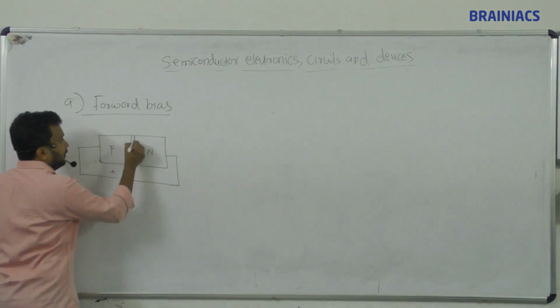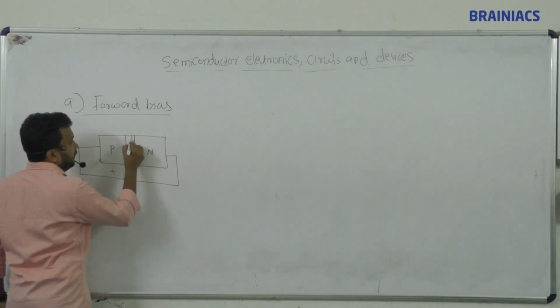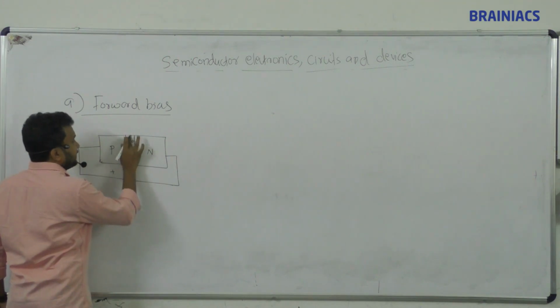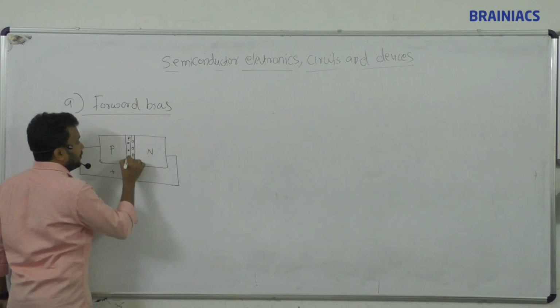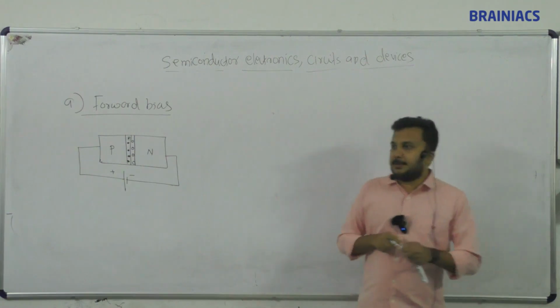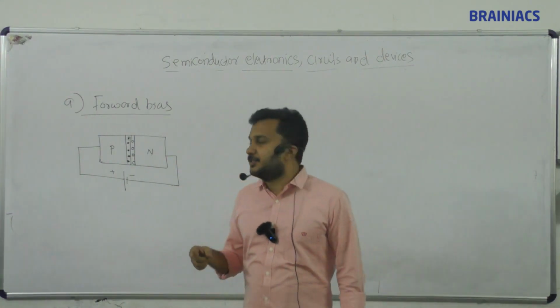Additional things I am drawing here. In forward bias, the depletion region width is less. Why is the depletion region width less?